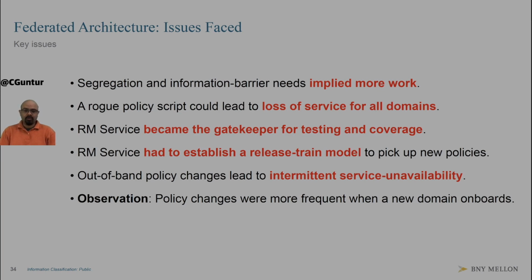We also had to establish a release train model to pick up new policies. It was on a periodicity basis. Obviously, that doesn't work all the time, and there were out-of-band policy change requests, which led to intermittent service unavailability. These were most commonly found when new domains onboarded because of the difference in either data or logic between production and non-production systems. Now, we decided to overcome these and create a new architecture.